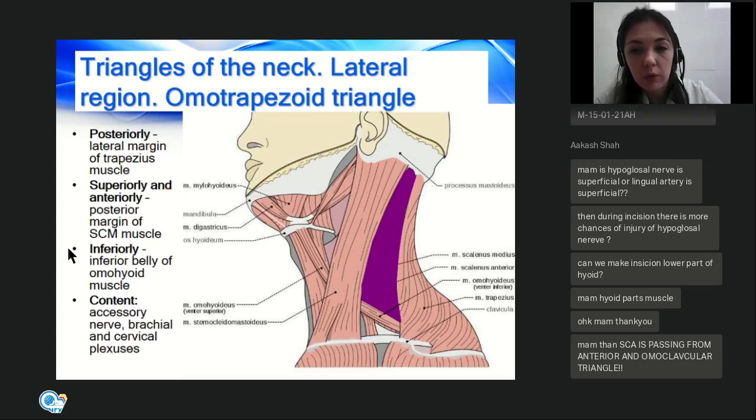Yes, you are right. The subclavian artery passes from the anterior triangle. It starts from the level of the anterior triangle, but at the level of the anterior triangle, it is deep. And in the omoclavicular triangle, it is located superficially. That's why this omoclavicular triangle will be used for catheterization of the subclavian vein and artery if it is required. So if we need to insert a catheter, a special tube, inside the subclavian vein or artery, then we will use this omoclavicular triangle.